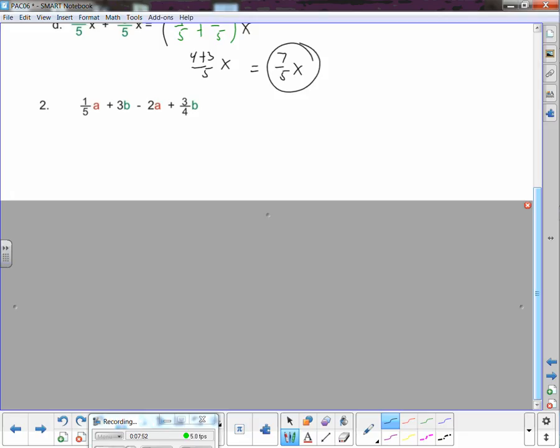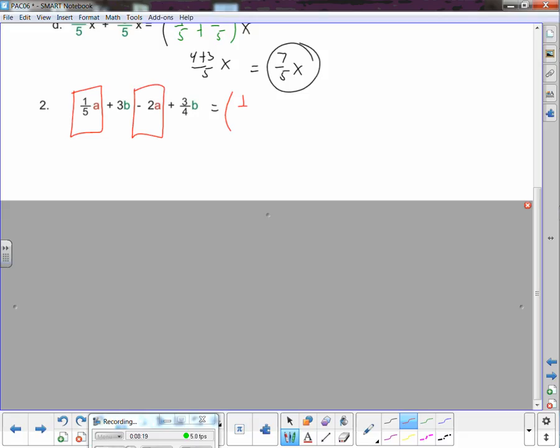So on this one, obviously we have A's and B's, and I color-coded them for you, right? So let's go ahead and do our A's first. We'll do them in red. So somebody tell me what to write in the parentheses for the A's. Kristen? 1/5a minus 2a. Not quite.